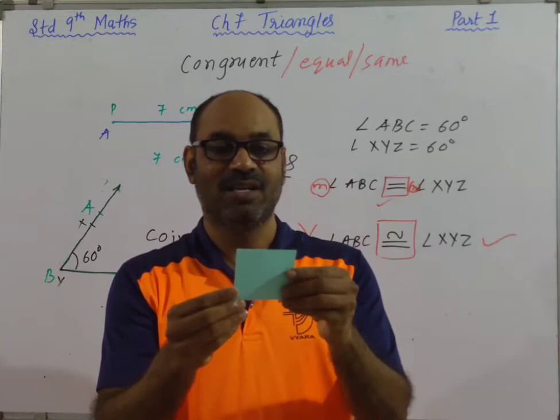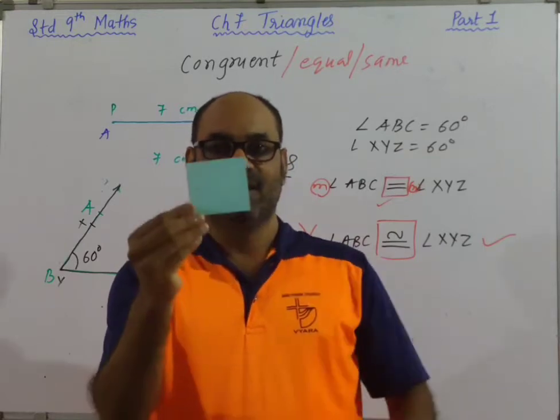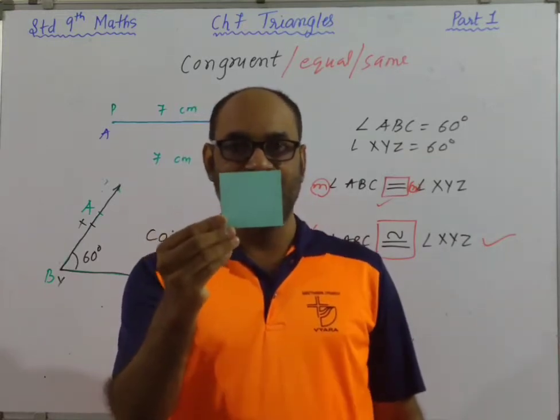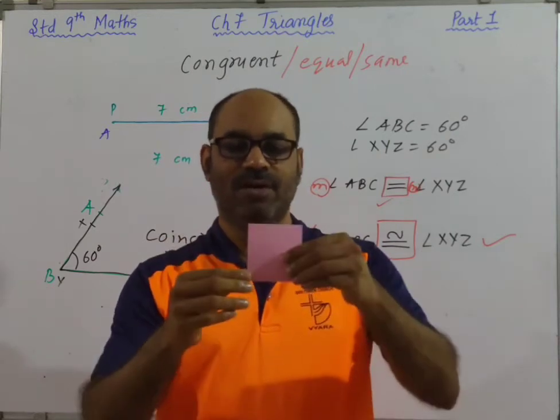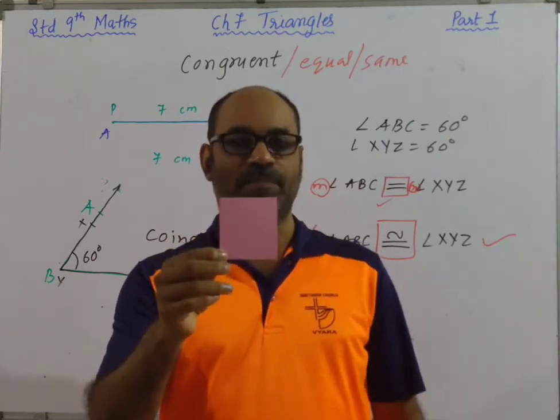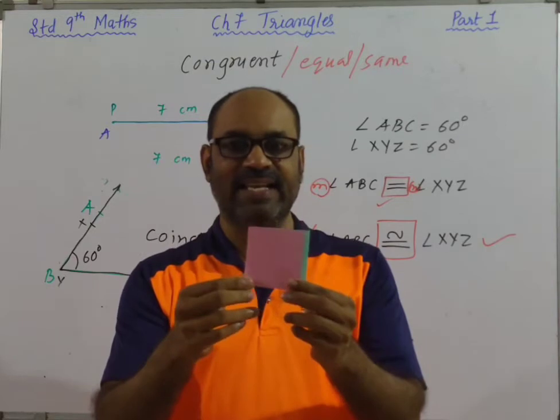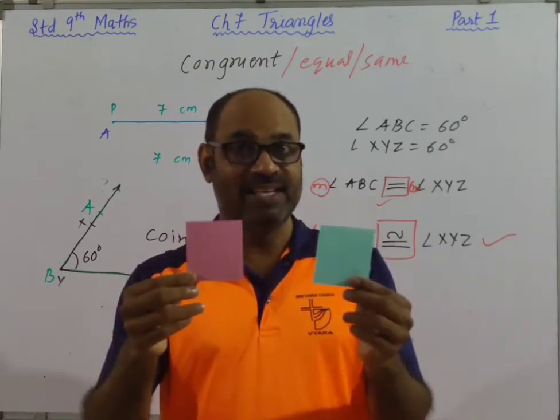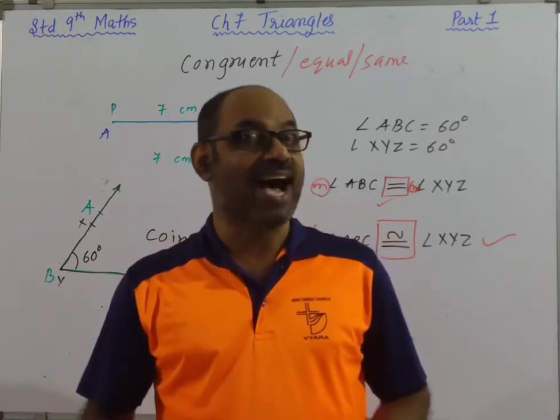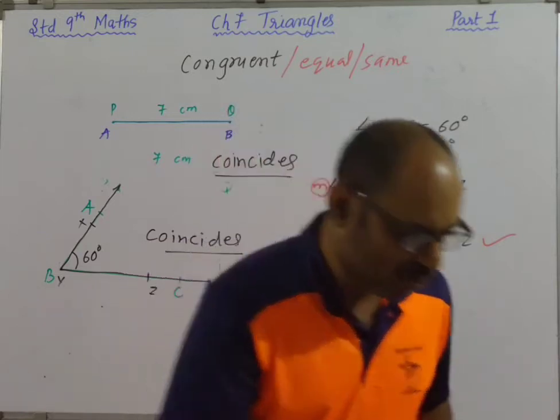Now look. Which color can you see? Blue. Which color can you see? Only pink. So they are exactly coinciding with each other. So these two squares are congruent.